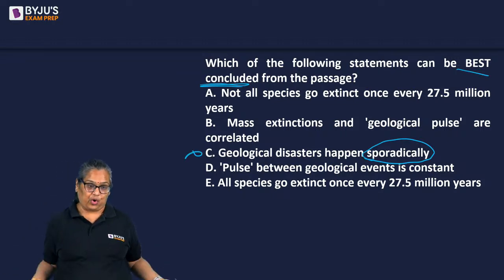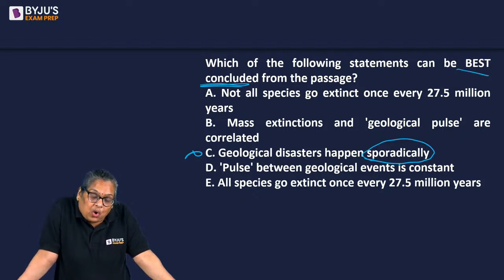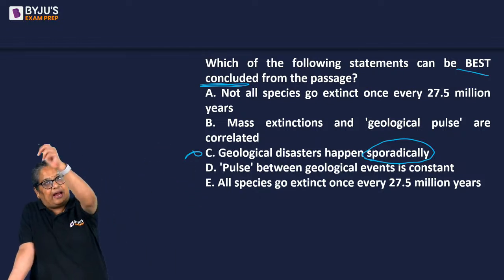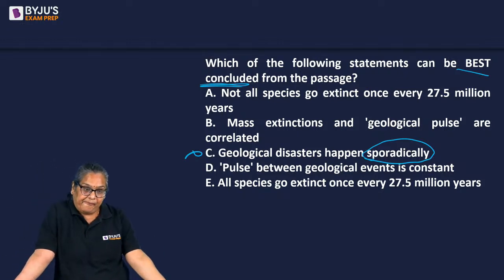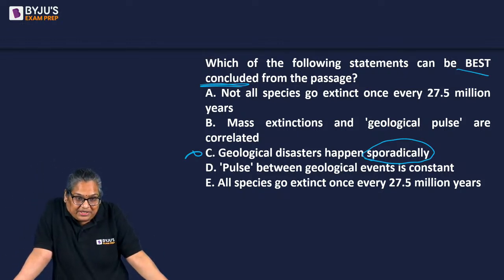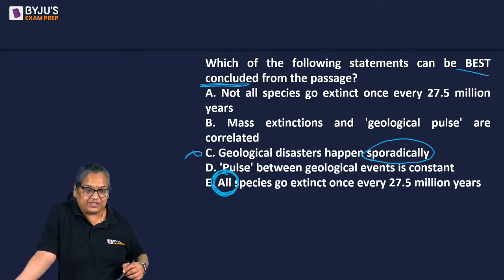The word sporadically makes it wrong. Geological events happen sporadically, but then the whole passage is investigating whether there is a cycle, whether there is a pattern, a cycle up and down. Is that there? So it cannot be C. Shivam, whenever you get this right, make sure that it has been mentioned.